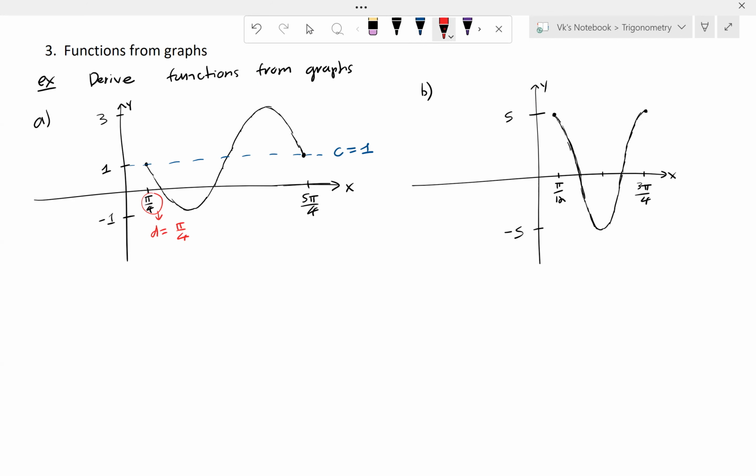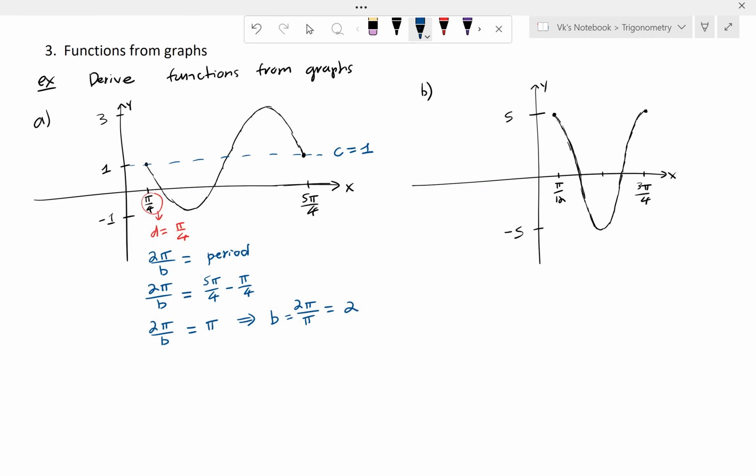For the period, we can get it by noticing that 2 pi over B is the period. Well, the period is 5 pi over 4 minus pi over 4. So 2 pi over B is pi, meaning that B is 2 pi divided by pi, which is 2. Very nice.